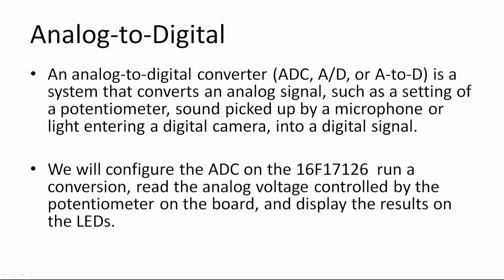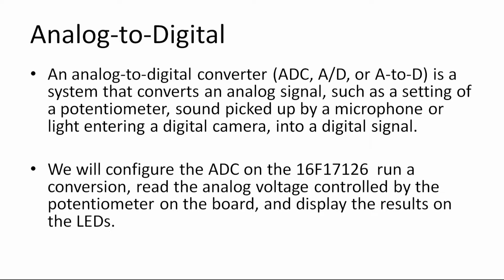So what are we going to be doing? We're focusing on analog to digital, and that is the process of converting an analog signal, such as a potentiometer, which we'll be doing, a microphone, or a light signal into a digital signal that we can use inside the program. This could also be called ADC, AD, or A2D. They're all the same things.